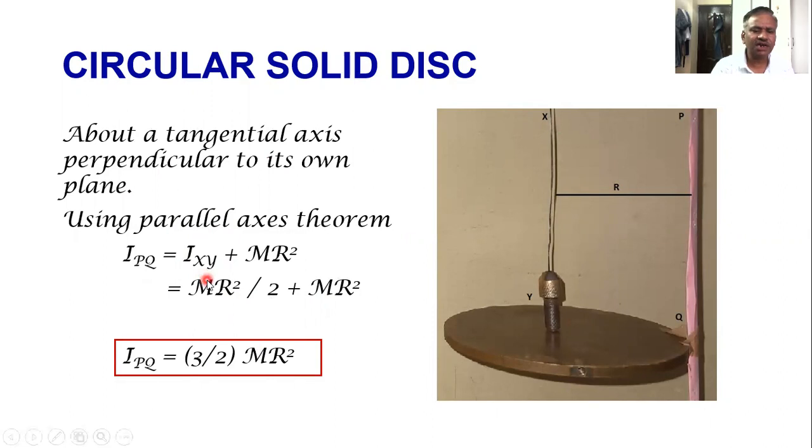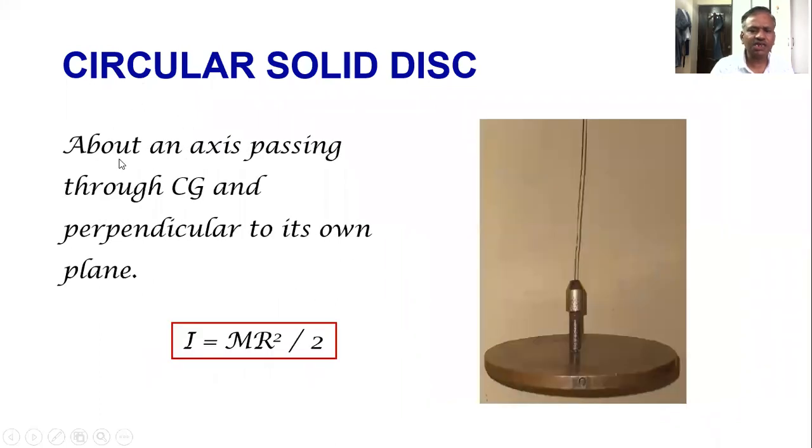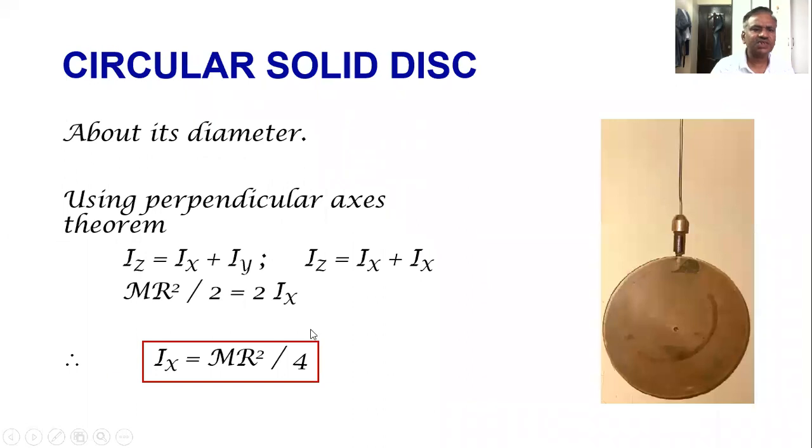How has it come here? I of XY is M_r square by 2. Just in the previous case, we already discussed this value: M_r square by 2 is there, no? Next.